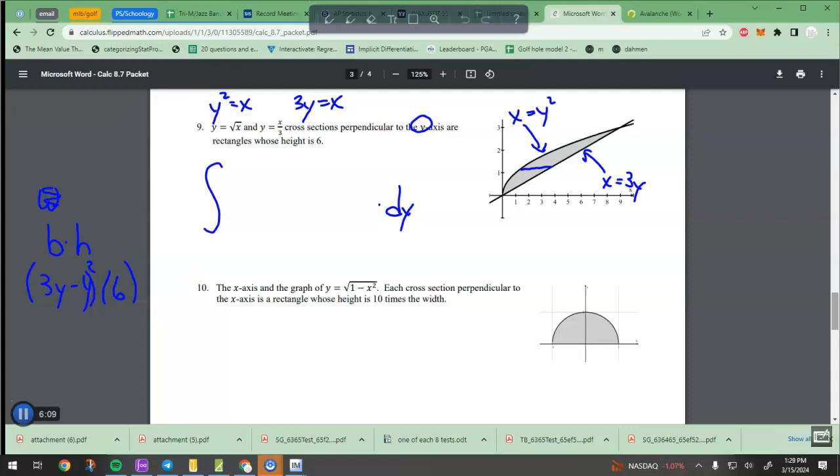So that's my area. And my job is to integrate that between the y values. So the lowest y value is 0 and the highest one is 3. And that's the base of a rectangle, and that's fine. Okay. Any others?